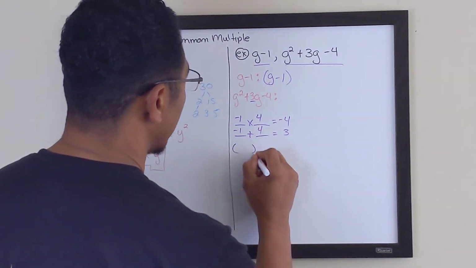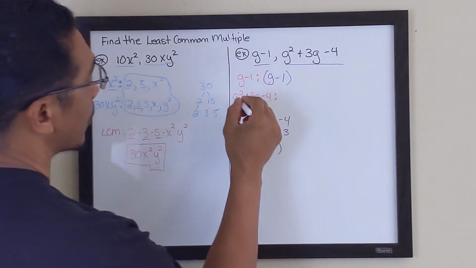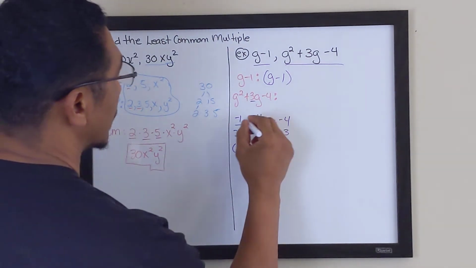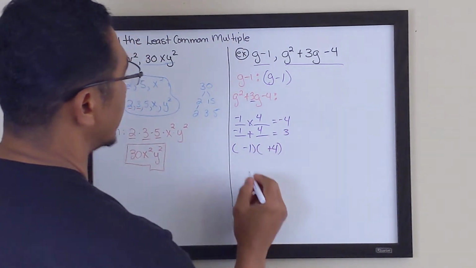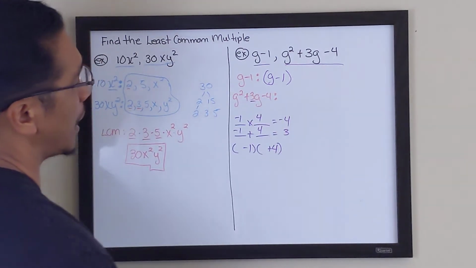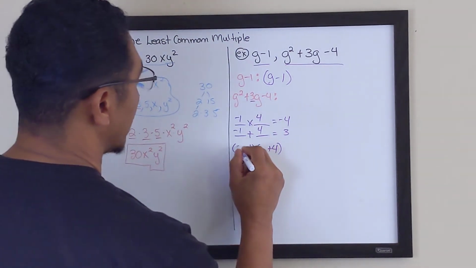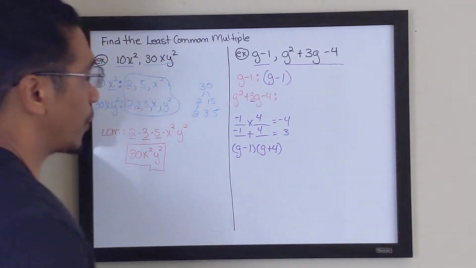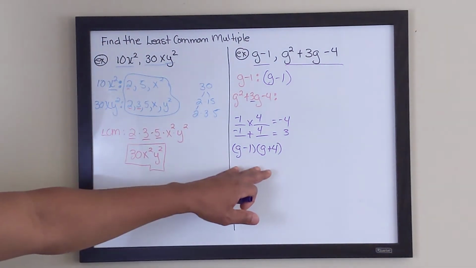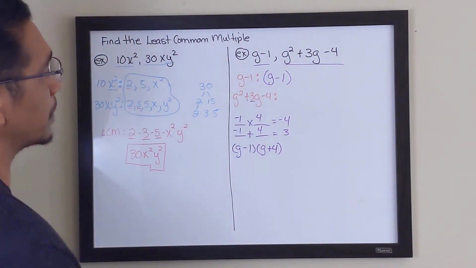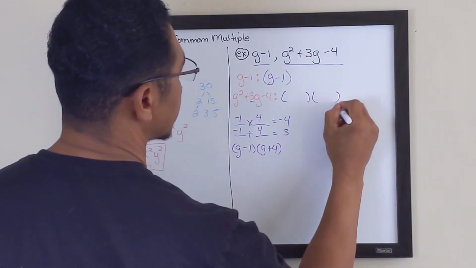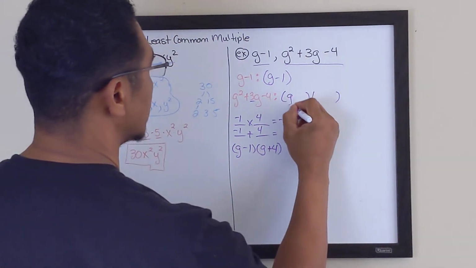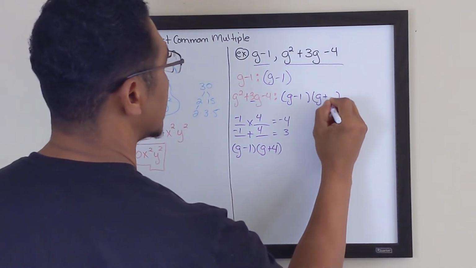So our factored form of this polynomial, we're going to use these two numbers we just found, a positive 4 and a negative 1. Since we're using g as our variable, that's what we plug into the rest of the formula. So this is the factored form of g squared plus 3g minus 4. I'm going to write that down right here: g minus 1 and g plus 4.